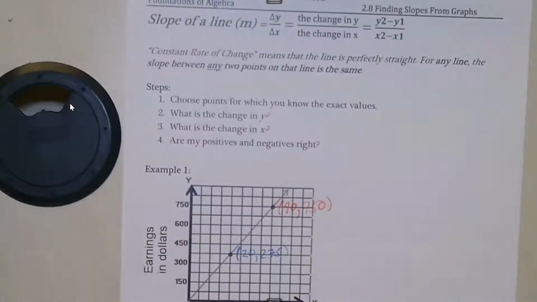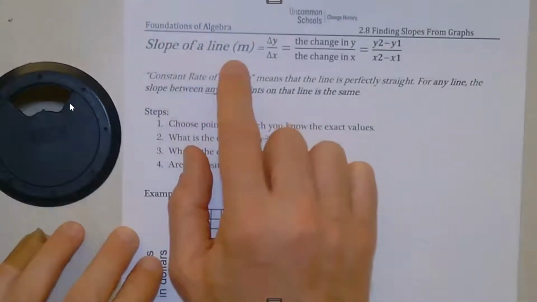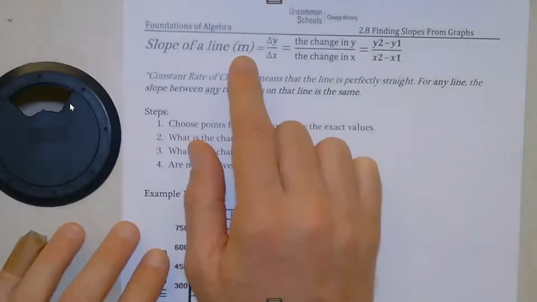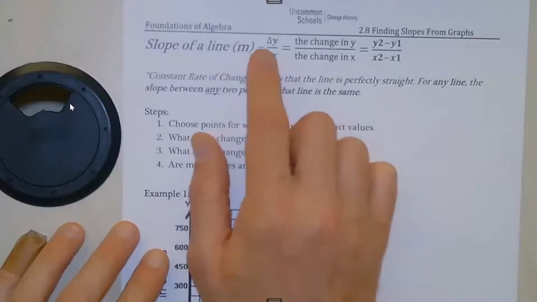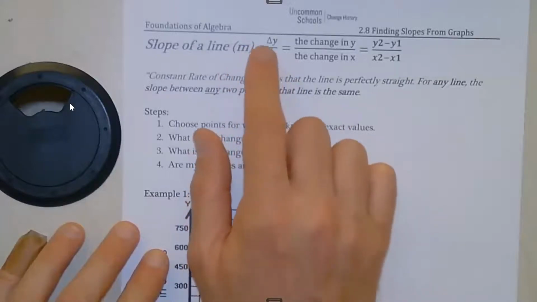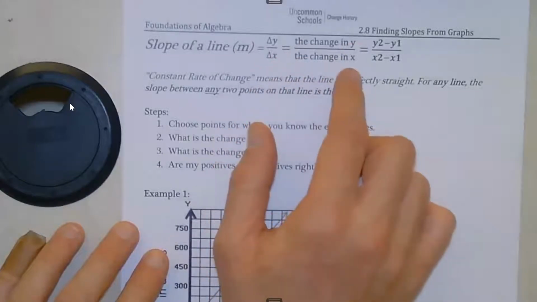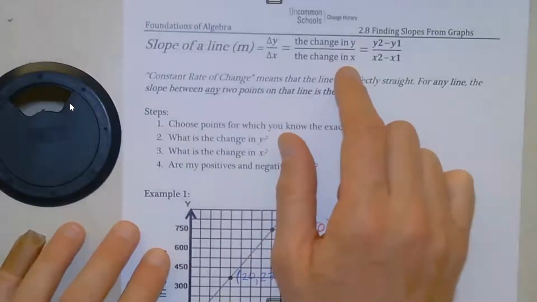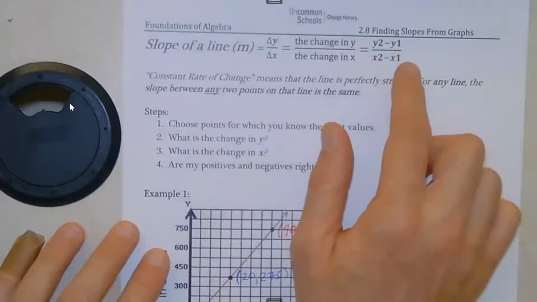When we calculate the slope, the slope of the line is represented by m as an abbreviation in y equals mx plus b. And that slope is really a ratio, a fraction. This triangle means change. So the change in y divided by the change in x. Finding the change means finding a difference. So we'll subtract y values and subtract x values.